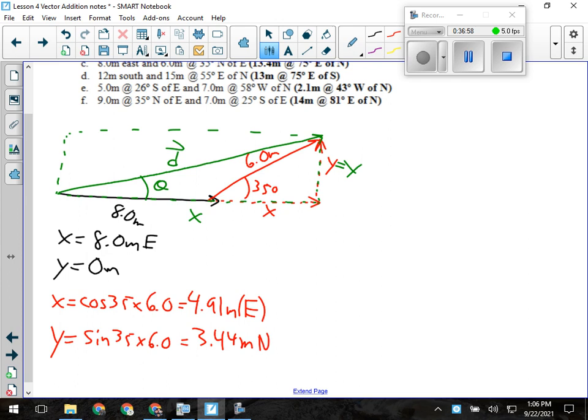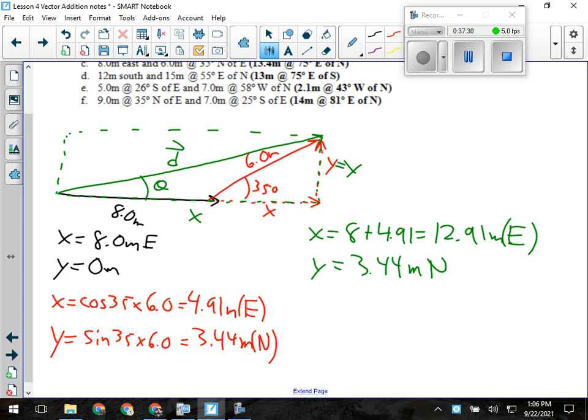meters north. All right, so now that I have that, now I can calculate my resultant. That's the green triangle. Resultant x is going to be 8.0 meters plus red x, which was 4.91. All right, so 8 plus 4.91 is 12.91 meters east. And our y components are equal, we already said. So the y component for the green triangle is 3.44 meters north. Now that I have those, I can calculate my hypotenuse and my angle.